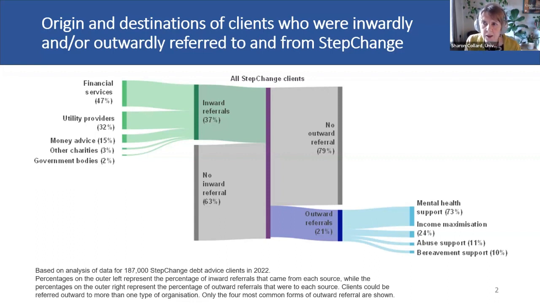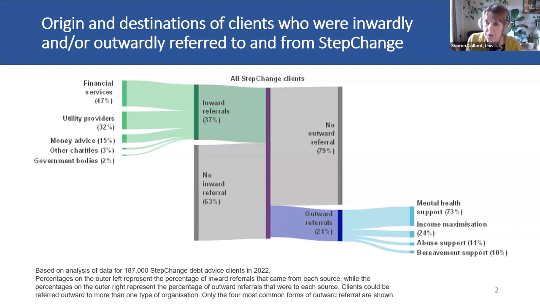But just looking at the origins and destinations, in terms of inward referrals, 37% of Step Change clients in 2022 came from an inward referral, the biggest of those being from a financial services firm, but also utility providers, some other money advice charities, and charities and government bodies. So that leaves about two-thirds of clients who self-referred.